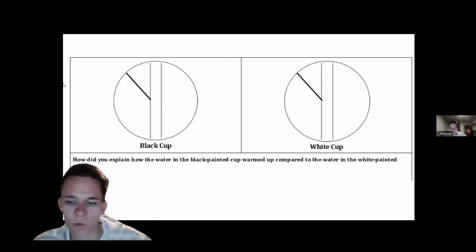Okay, so now I have some more models. I have the black cup and I have the white cup. I want you to take a second and try to do this by yourself. How would you represent the light being transmitted? How would you represent the light being reflected? How would you represent the light being absorbed? Take a second and try to do this by yourself.